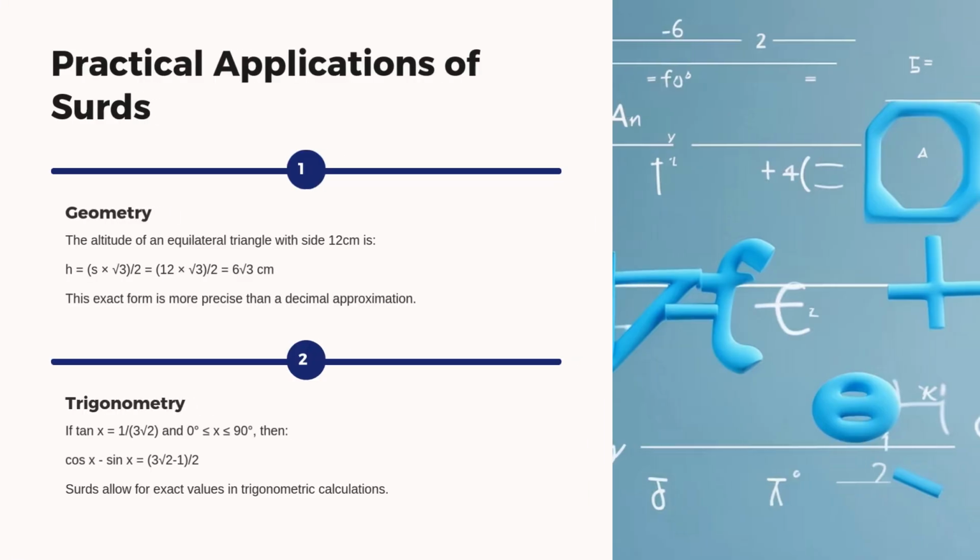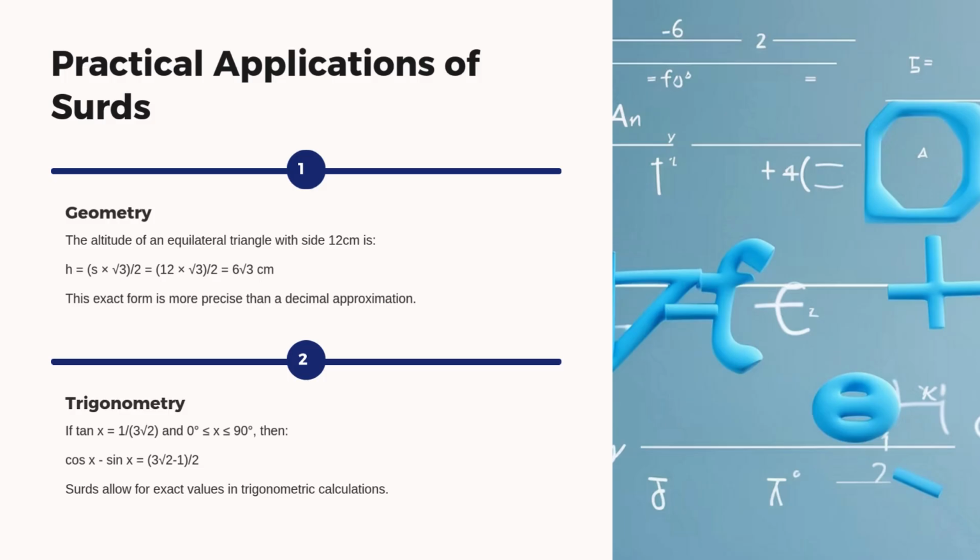Practical applications of surds. Geometry. The altitude of an equilateral triangle with side 12 cm is given by h equals (s times √3) divided by 2. This is obtained from the formula for the altitude of an equilateral triangle. Substituting s equals 12 gives h equals (12 times √3) divided by 2. This is obtained by multiplying the side length by the square root of 3, equals 6√3 centimeters. This is obtained by dividing 12√3 by 2. This exact form is more precise than a decimal approximation.